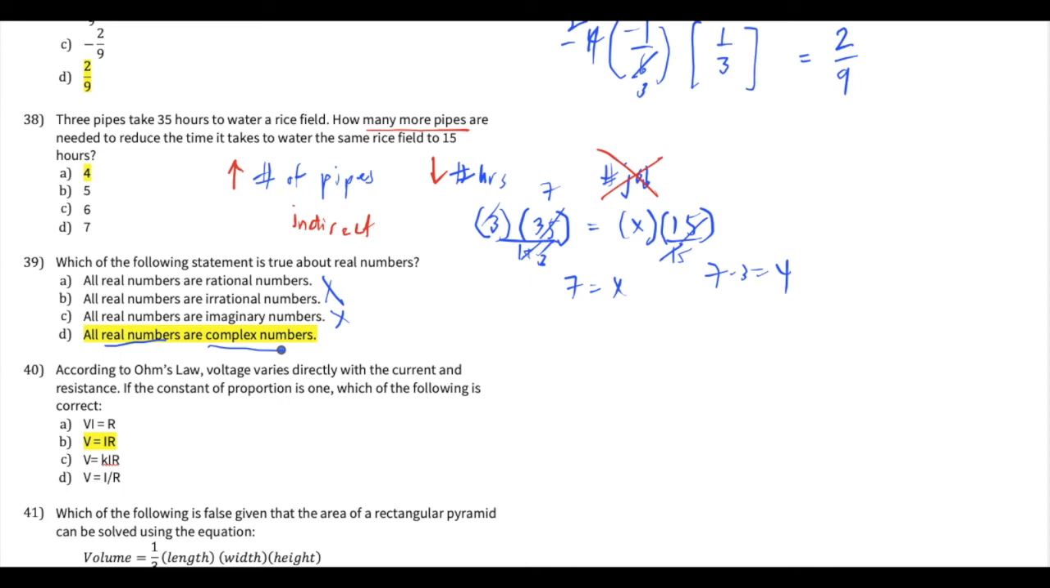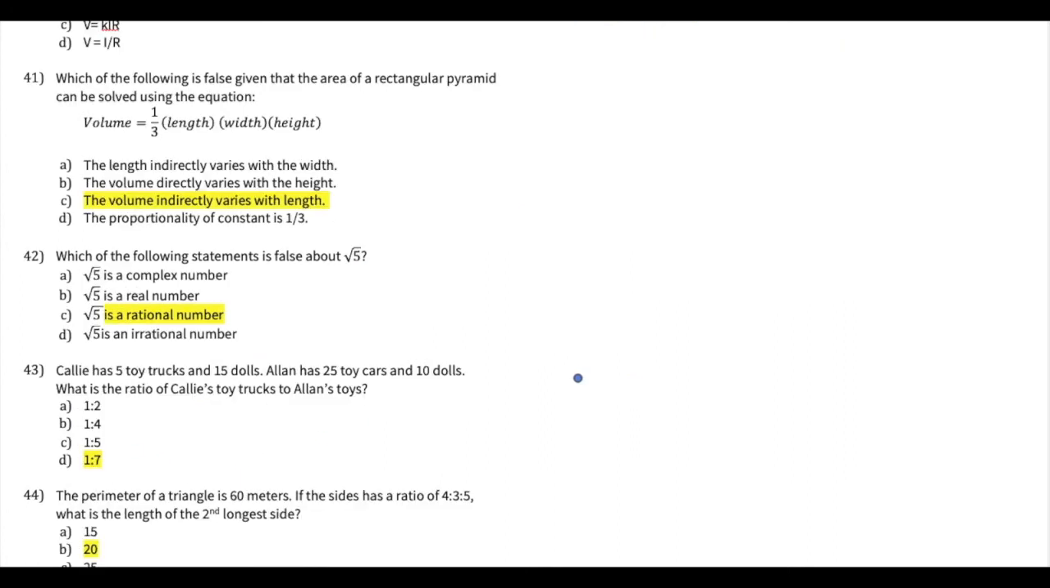Okay, number 40, according to Ohm's law, voltage varies directly with the current and resistance. So, ibig sabihin, V is equal to IR. Ang constant of proportion is just 1, so times 1 lang yan. Which of the following is correct? Letter B. Which of the following is false given that the volume of a rectangular pyramid can be solved using this equation? The length varies indirectly with width.